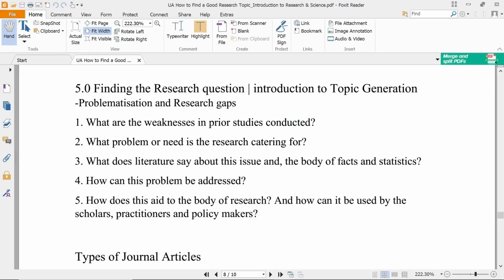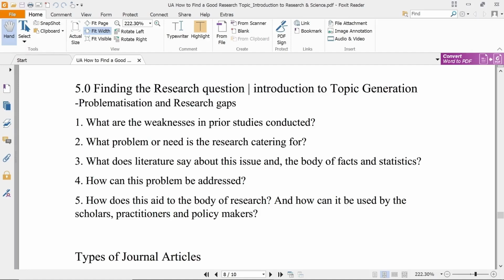How can this problem be addressed? How does this aid the body of research? How does your research aid the body of knowledge? How can this be used by scholars, practitioners, and policymakers? What's the use of your research? What application? How useful is your research? All those questions you have to ask yourself when coming up with a topic.